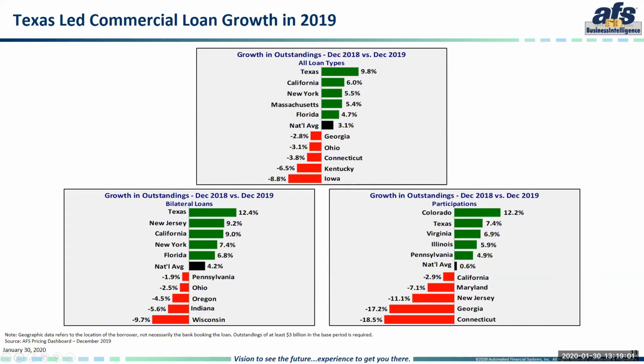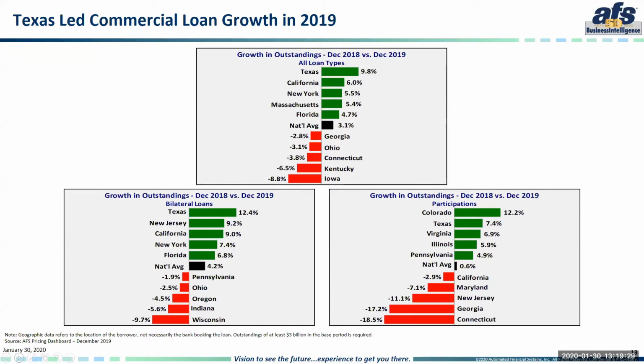In the bottom left chart, there's a breakout for bilateral loans. Texas, New York, and California saw balances more than double the national average of 4.2%. The bilateral balance growth for Texas at 12.4% was concentrated in the finance and insurance sector, the computer and electronic product manufacturing subsector, and in the pipeline transportation subsector.